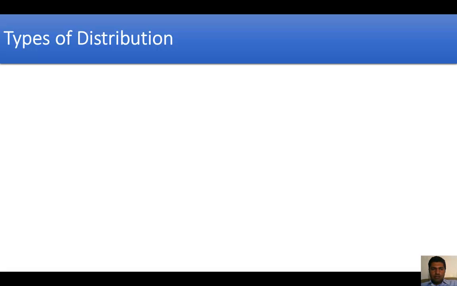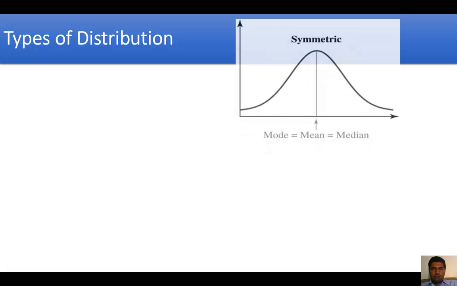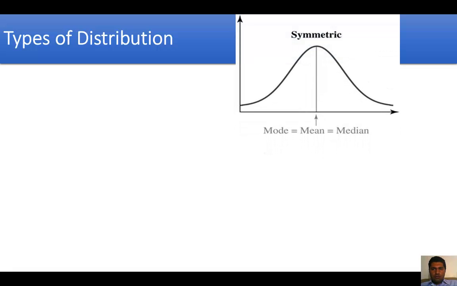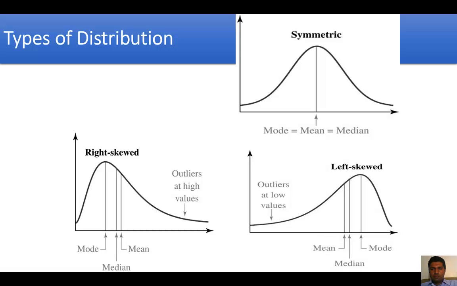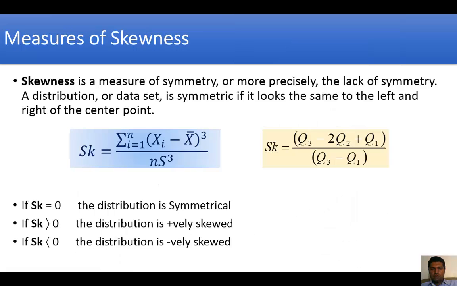Well, another very important topic is the type of distribution. If the values are equidistant from the central maximum, it is a symmetric distribution. And if they are not equidistant, then it is not symmetric, and if it is not symmetric, then it is skewed. And skewness may be right skewness or left skewness.